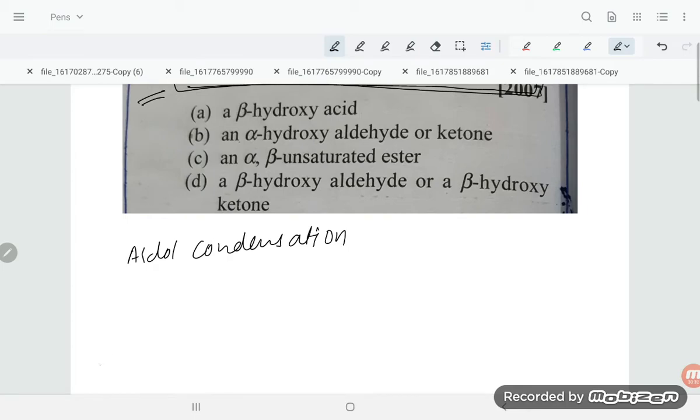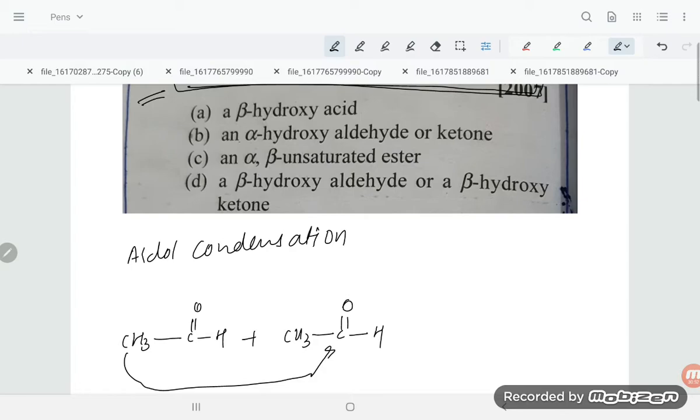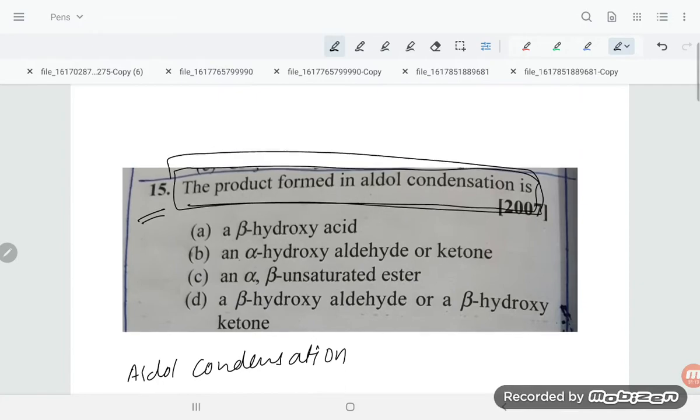So if you see aldol condensation, dear student, here is CH3, and this C double bond O and H is there. One more molecule, you see CH3, C double bond O, and here is H. Okay, this is going to attack here, right? So what will happen, student? This group will be as it is. So the product will be CH3, OH here, then CH, and then CH2 CHO. Okay, so this is alpha and beta, this is beta hydroxy aldehyde.